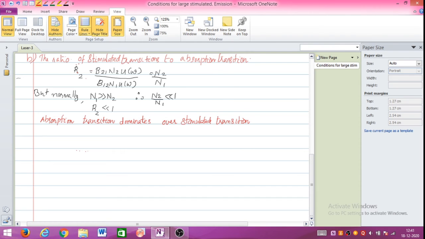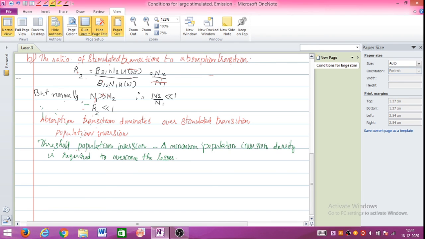To achieve more stimulated emission, the population N2 of the excited state should be made larger than the population of the lower energy state, which is called population inversion. Also, the radiation density in the medium should be large, as given by equation 8. That is, a minimum population inversion density is required to overcome the losses, and this is called the threshold population inversion. That's all. Thank you.